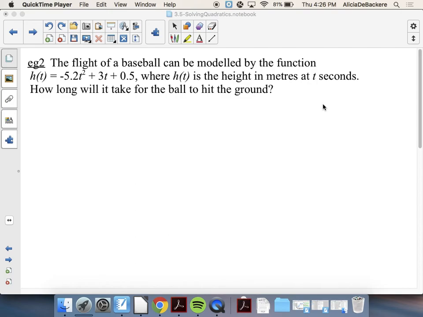We've got two word problems that we're going to go through. The first one, the flight of a baseball, can be modeled by the function h(t) = -5.2t² + 3t + 0.5, where h(t) is the height in meters at t seconds. How long will it take for the ball to hit the ground?